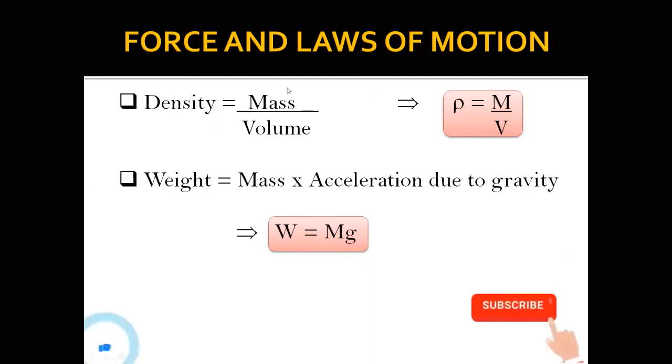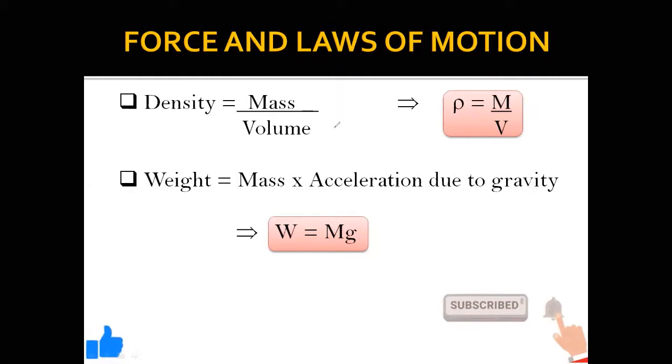More formulas we have for chapter 2. Okay, the next formula is density is equal to mass per unit volume. As the definition of density says, mass per unit volume is called density. So here the formula is mass by volume. Density is represented by rho. So rho is equal to m by v.